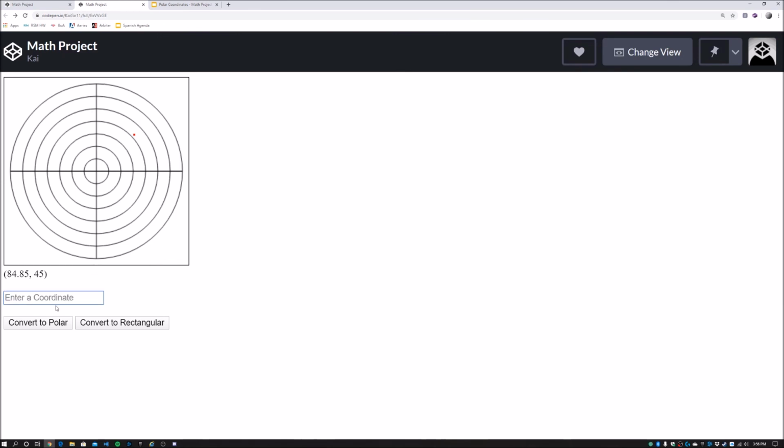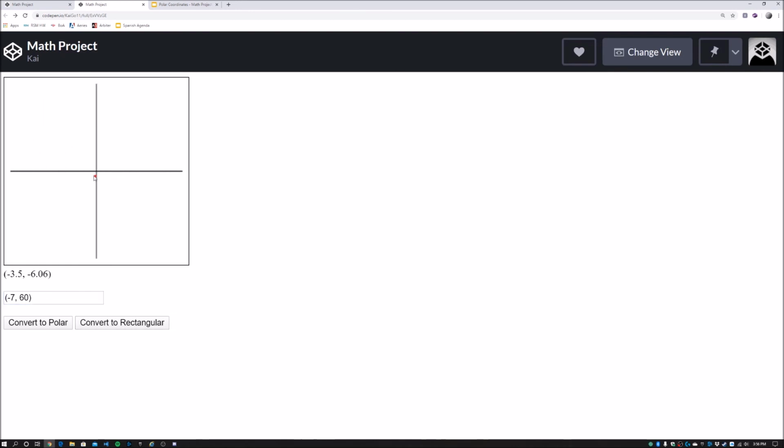Likewise, you can enter negative 7 for r and then put 60 degrees, and you can convert this to rectangular form, and then it displays the point on the rectangular Cartesian graph like this. Once again, this is on the scale of 150, so keep that in mind, it will be very close to the center. And yeah, that's basically the product.